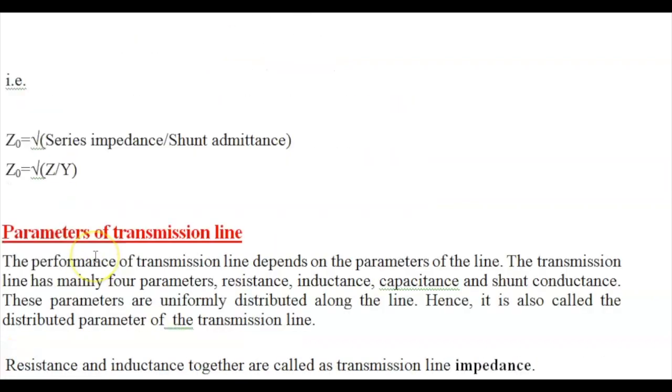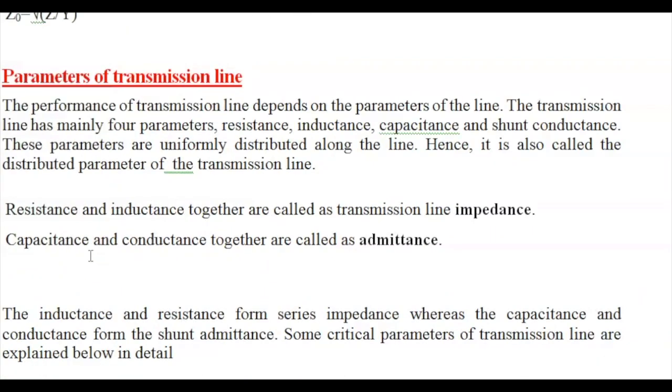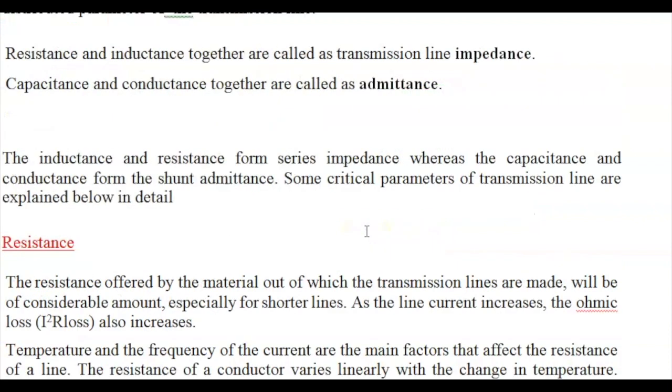And we have seen that there are four parameters of the transmission line. The four parameters are resistance, inductance, capacitance and conductance. And here resistance and inductance together form the impedance, and capacitance and conductance together are known as the admittance. Okay, and these are the main four parameters of a transmission line.